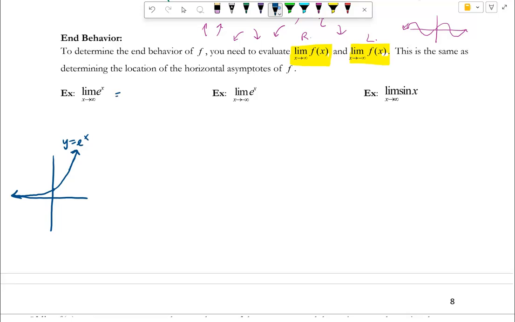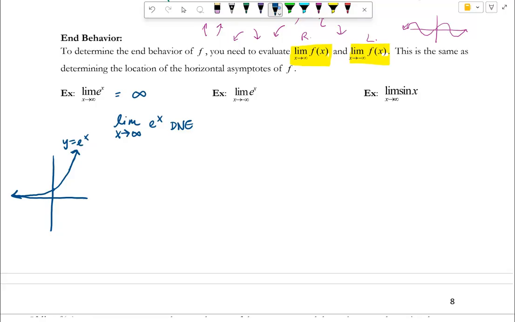So from thinking about the function and its graph, I know that my limit of e to the x as x approaches infinity is infinity. Now, you could also say that the limit does not exist because, again, the function's not approaching a particular value. Infinity is not a value.